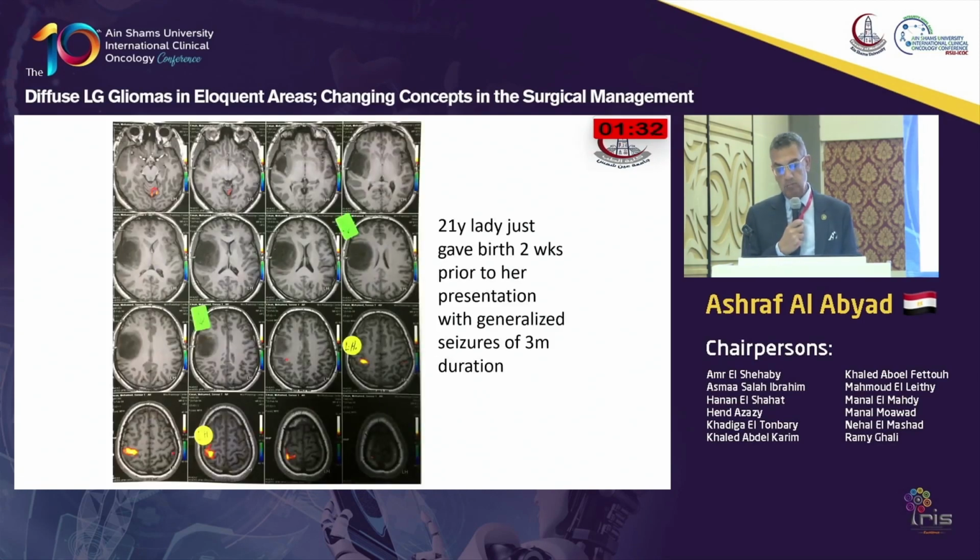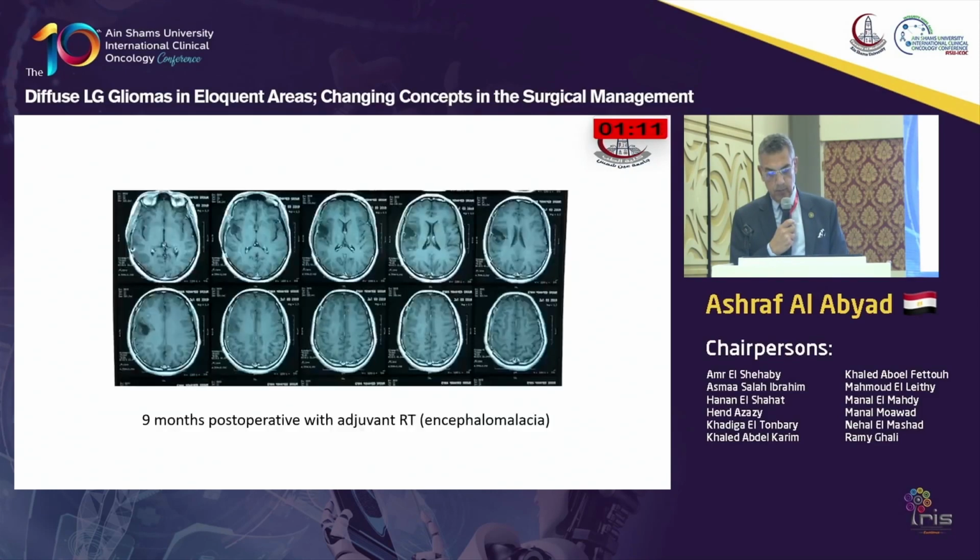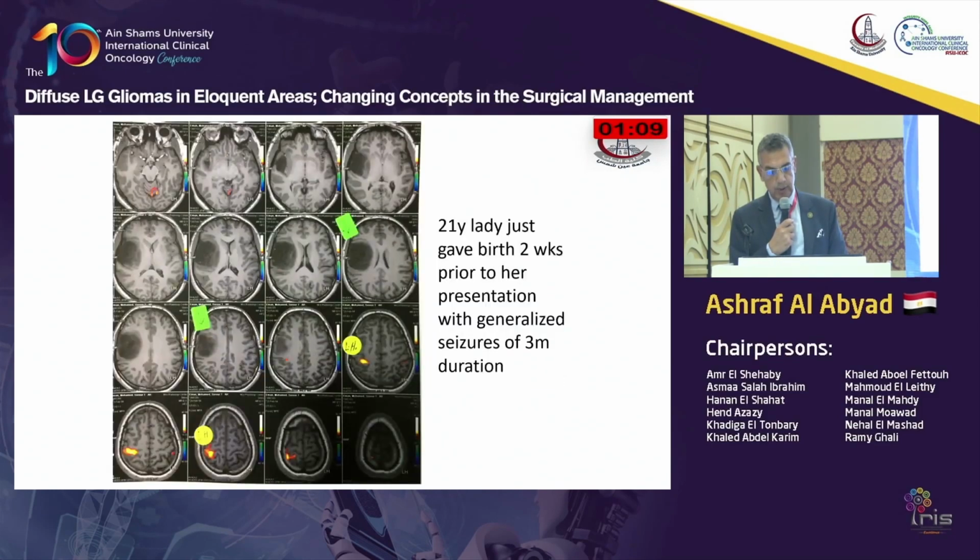This is one of the poor outcomes. This lady is a 21-year-old lady, who gave birth 2 weeks prior to her presentation with generalized seizure of 3 months duration. She developed seizure for the first time during her pregnancy. And as you can see, this is a huge tumor, very close to the motor area, left hand here.